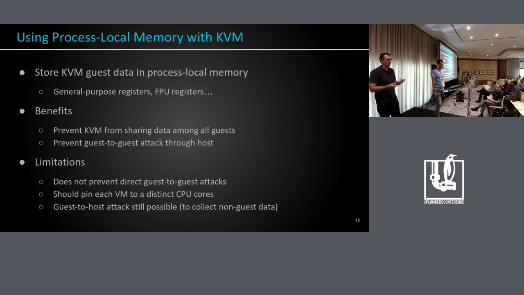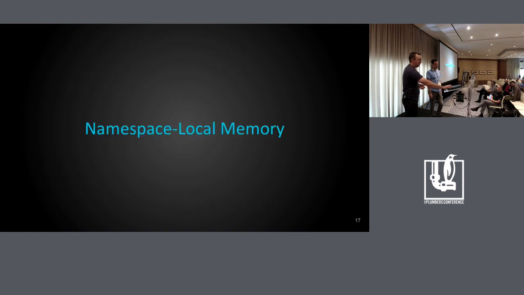A good benefit is also that the implementation is very simple compared to ASI. But it doesn't prevent the guest-to-guest attack, but same thing, you should pin your VM to different CPU cores. And the guest-to-host attack is still possible to collect non-guest data. So that's a different approach, which is good because it's very, very simple compared to ASI. And I will let Mike continue with a variant of that with namespace local memory.